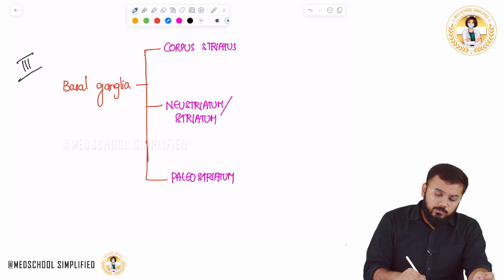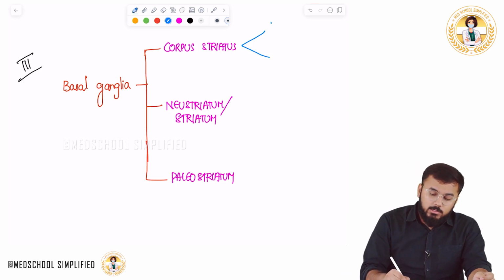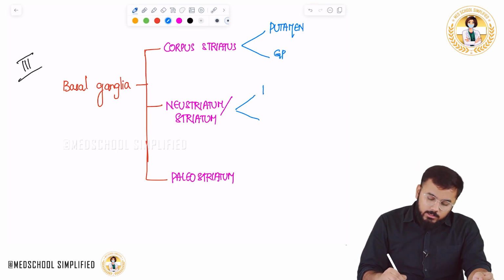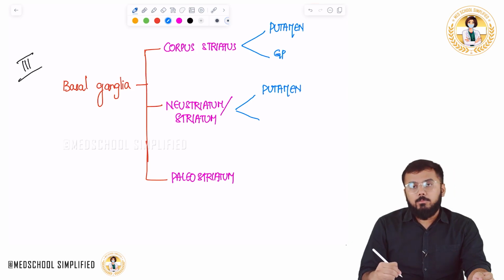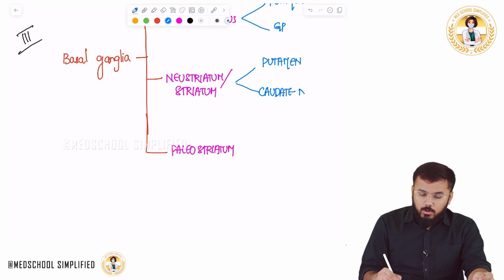Now within this corpus striatum, there are two important things. What are those two? One is your putamen. Another one is your globus pallidus. Now within this neostriatum also there are two important things. One is again the putamen, and this time not globus pallidus, it is the caudate nucleus. And finally the paleostriatum has only one thing, that is globus pallidus, right?